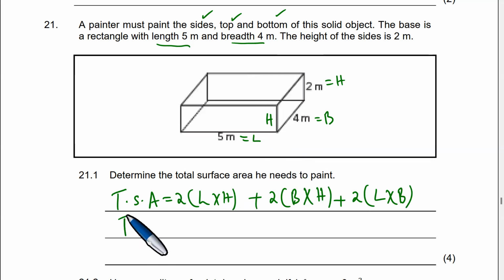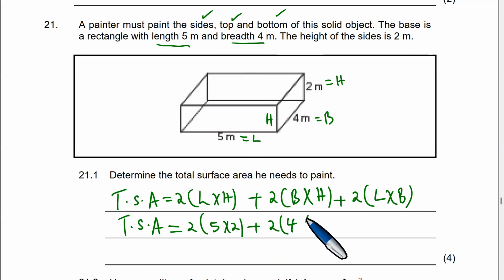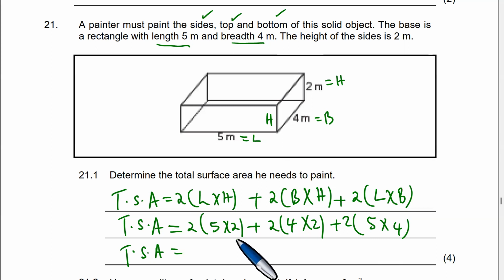Now what we obtain is the total surface area. The TSA equals twice the length, which is 5, multiplied by the height, which is 2 meters, plus twice the breadth, 4, by the height, plus twice the length, 5, by the breadth, 4. So what is the total surface area of this? If you calculate it properly, I'm expecting it to come closer to 30.